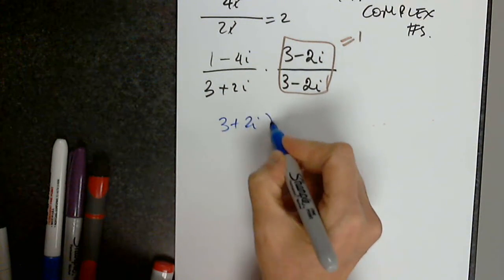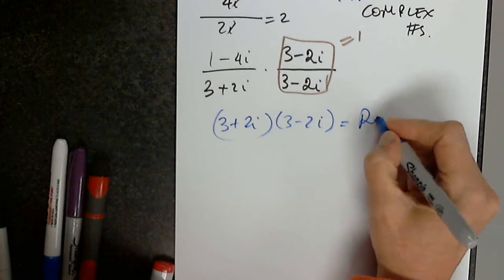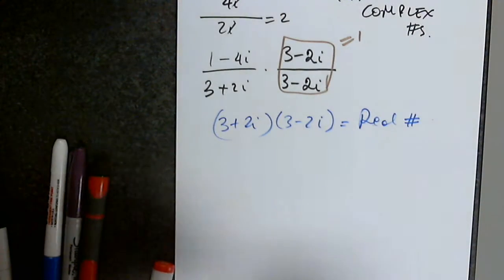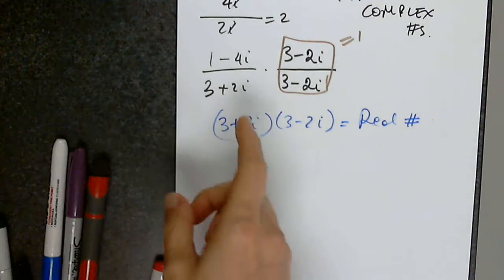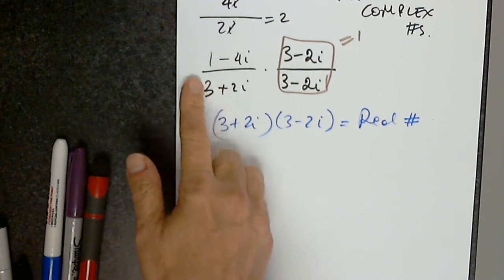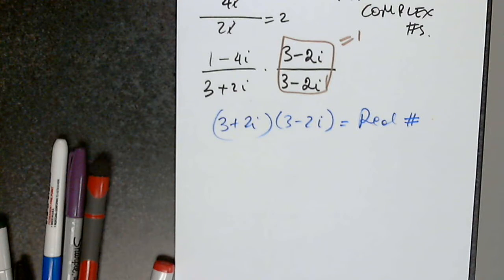3 plus 2i multiplied by 3 minus 2i will always be a real number. So I want the denominator to be a real number so I can separate, you'll see in a moment, the real part from the imaginary part. This is the only way: only if I clear the complex number from the denominator. So division of two complex numbers really requires me to clear the complex number from the denominator.